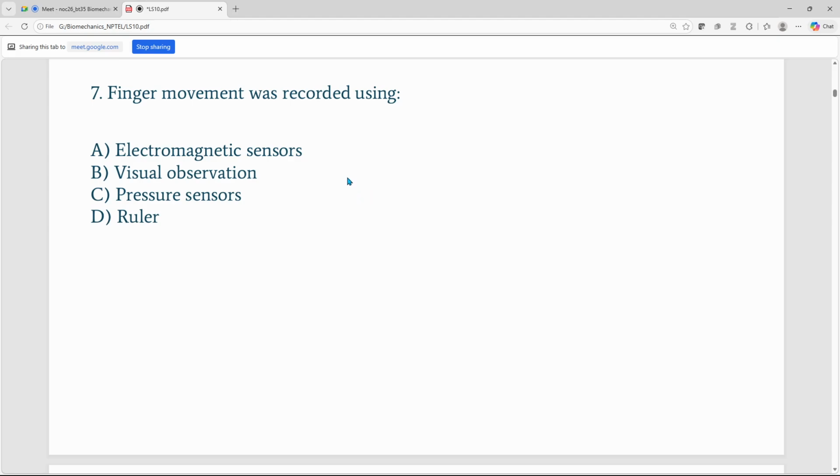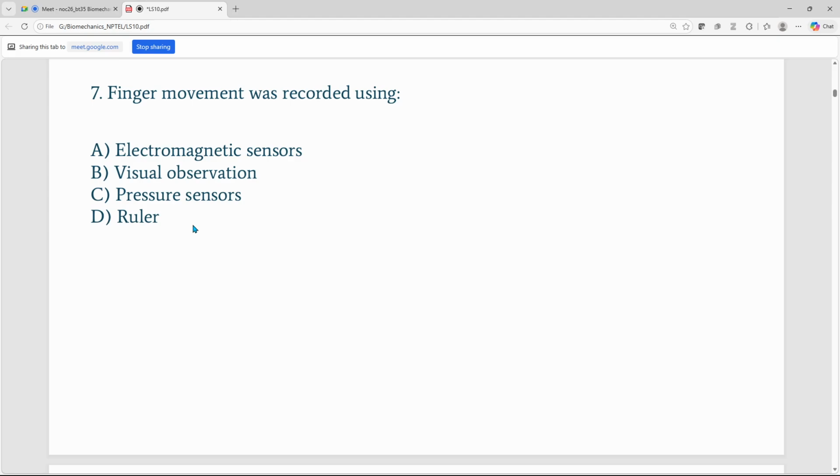How was the finger movement recorded? Finger movement was recorded using which of the following? Options are option A, electromagnetic sensors. Option B, visual observation. Option C, pressure sensors. Option D, by manual measurements with a ruler.